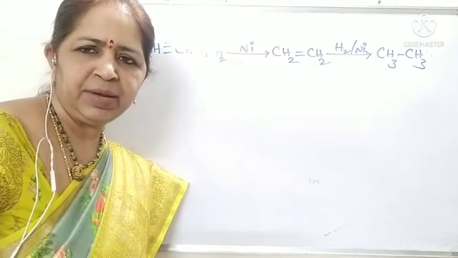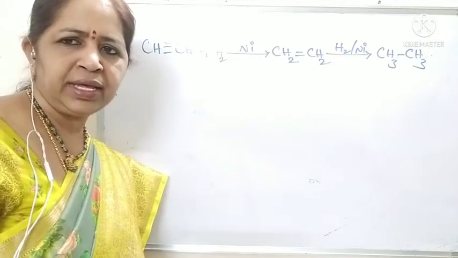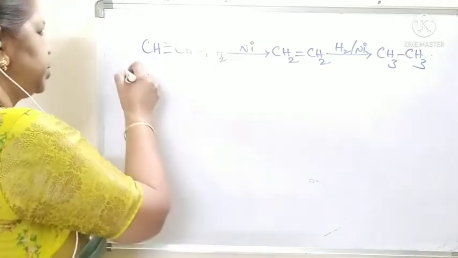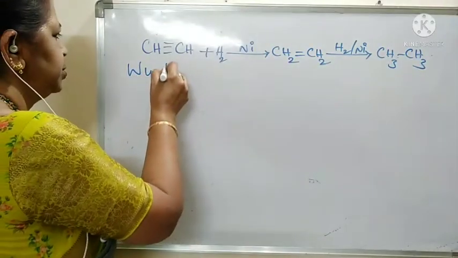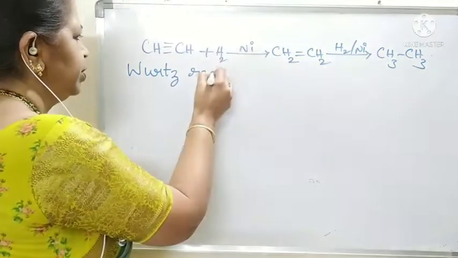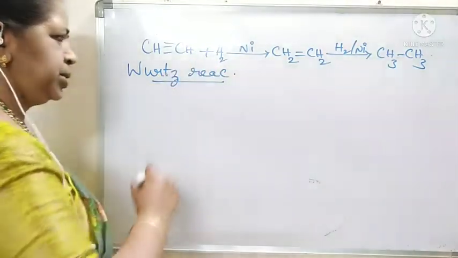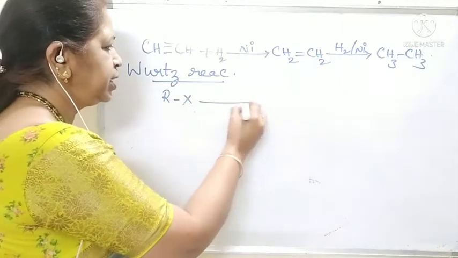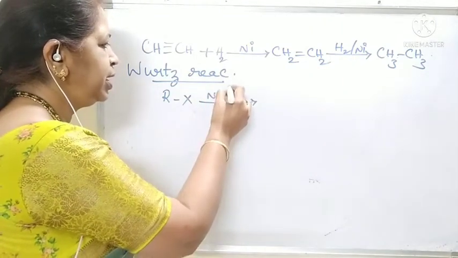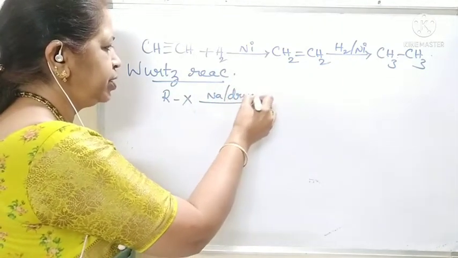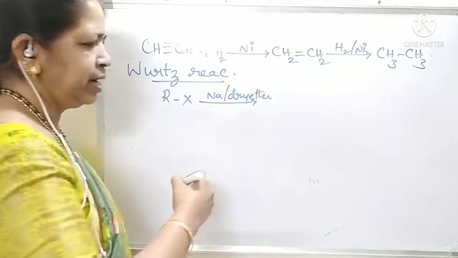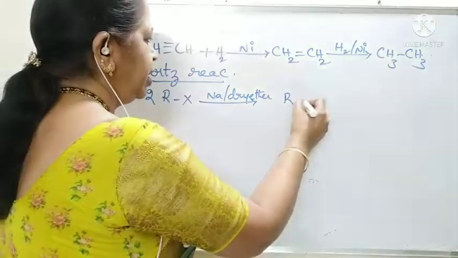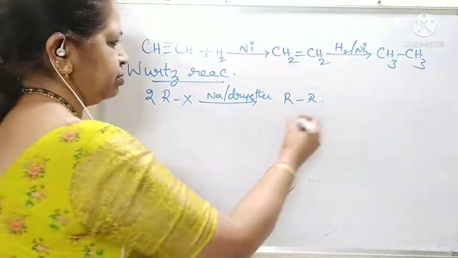This is one of the methods. Another method is Wurtz reaction. Wurtz reaction is where an alkyl halide is reacted with sodium metal in dry ether to get an alkane with double the number of carbon atoms.